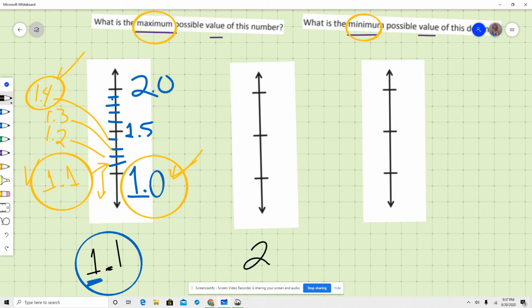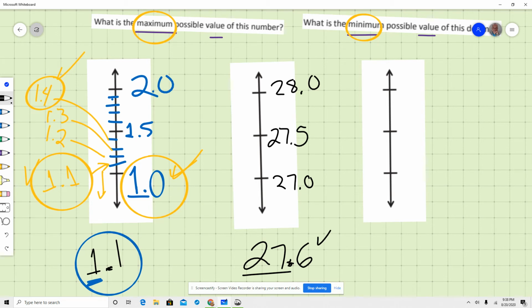Let's say you have 27.6. Okay, so you have that number. Let me just erase that. So now we're going to start with 27. So our lowest number is 27. So that means this number 27.6 is between 27 and 28. And again, the midpoint should be 27.5.